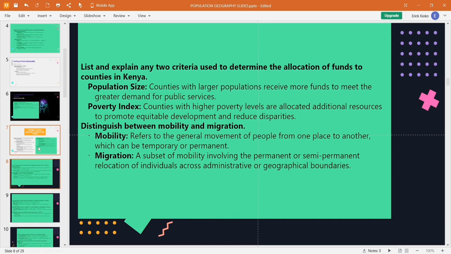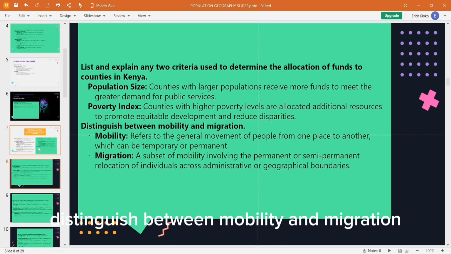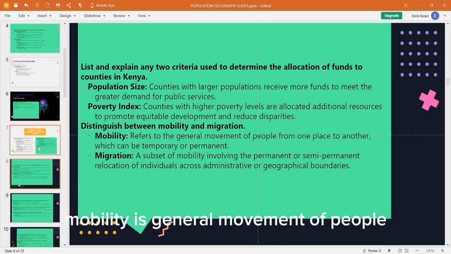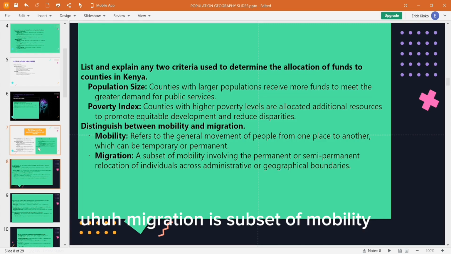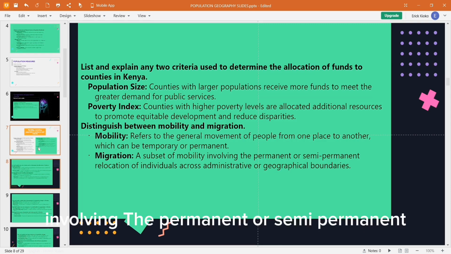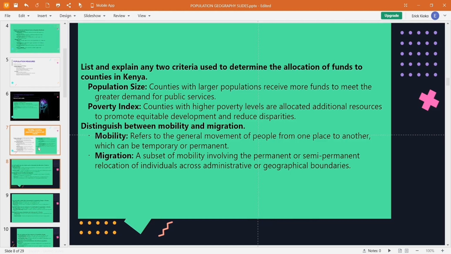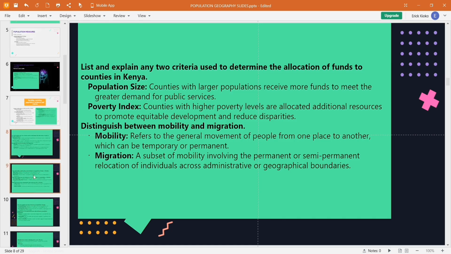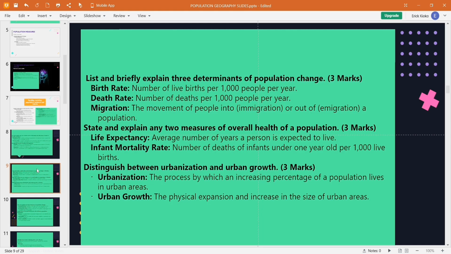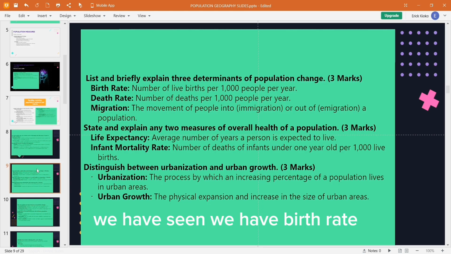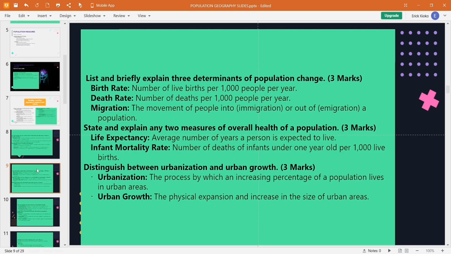So let's go to distinguish between mobility and migration. Mobility is general movement of people, as we have talked about, from one place to another. Migration is a subset of mobility, involving permanent or semi-permanent relocation. Let's move to the next slide. List and briefly explain the determinants of population change. We have looked at it earlier. We have seen we have birth rate, death rate, migration.